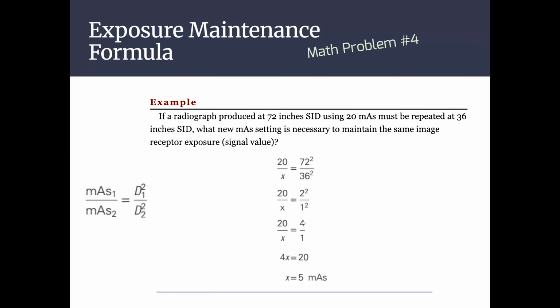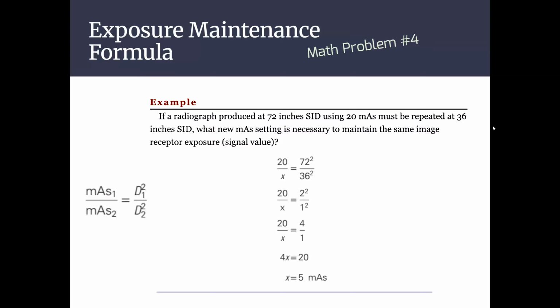Now we're going to isolate x. So bring 4 over, 4x equals 20. And then we're going to divide both sides by 4. 4 goes into 20 five times. So the new mAs will be 5 mAs. The new technique will be 5 mAs at 36 inches. So see how it's not completely linear? It's a non-linear relationship.